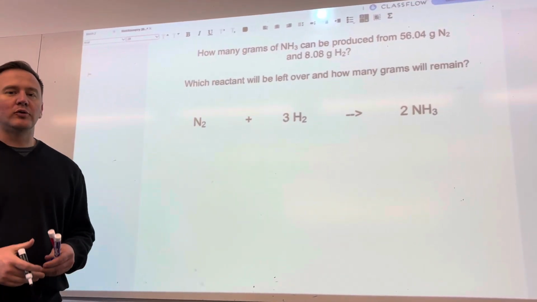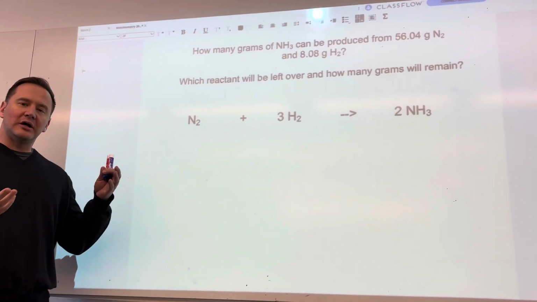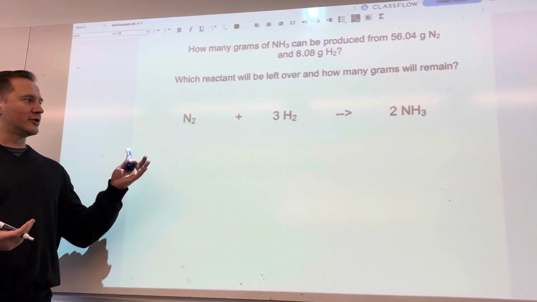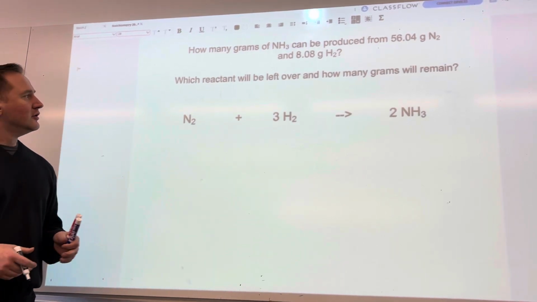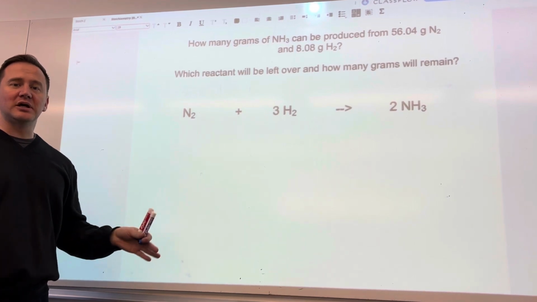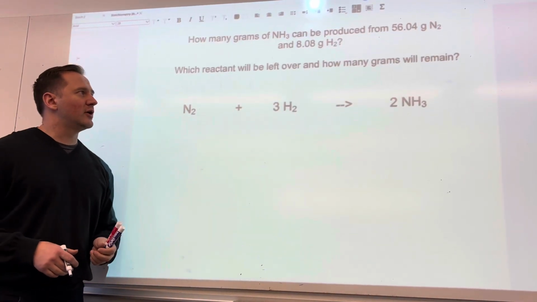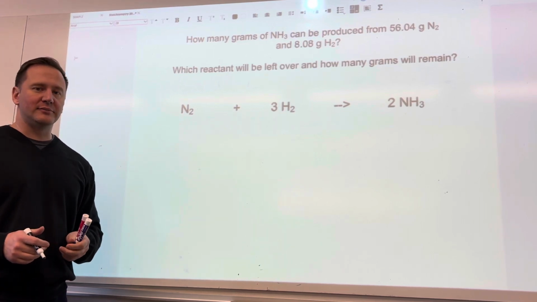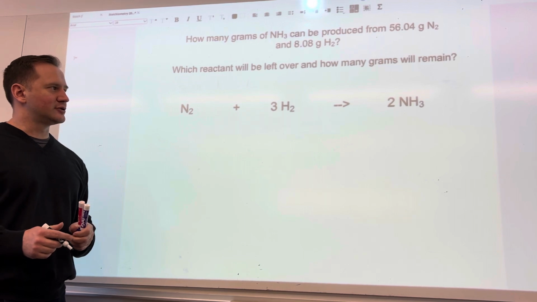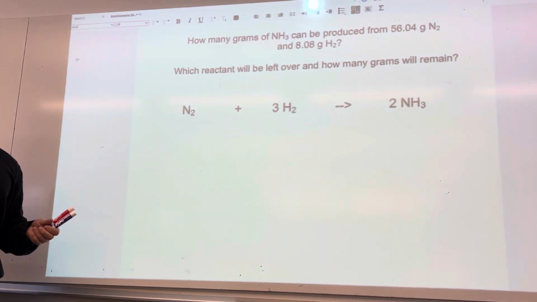So in this video, we're going to approach limiting and excess reactant stoichiometry by comparing the amount of reactants that we have to each other and then using those values in order to determine how much product we can make. So let's take this example where we have nitrogen reacting with hydrogen to make ammonia. It asks how many grams of ammonia can be produced from 56.04 grams of nitrogen and 8.08 grams of hydrogen. And then afterwards we'll figure out how much of the excess reactant we'll have remaining.